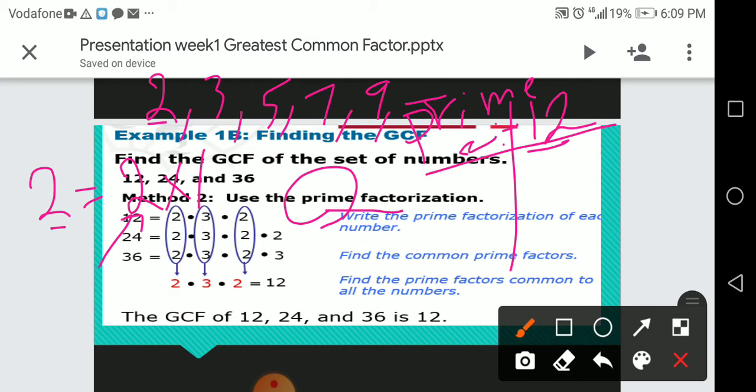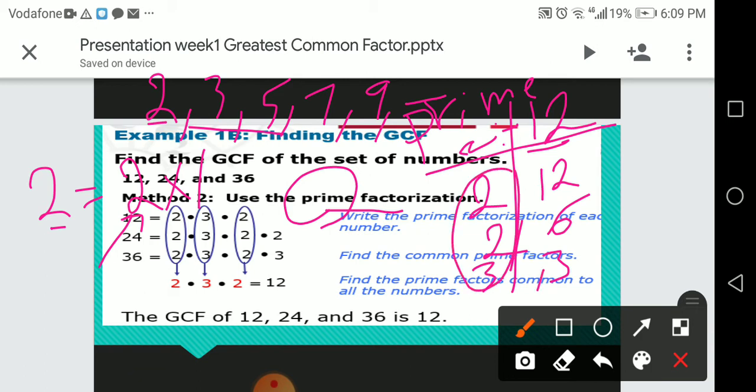The prime numbers. So 12 here divided by what? 2 gives me 6. 6 divided by, I choose from the prime numbers, divided by 2 also gives me 3. 3 divided by 3 gives me 1. So the factors I have here are 2, 2, 3. So I write here 12 equals 2 multiply 2 multiply 3.